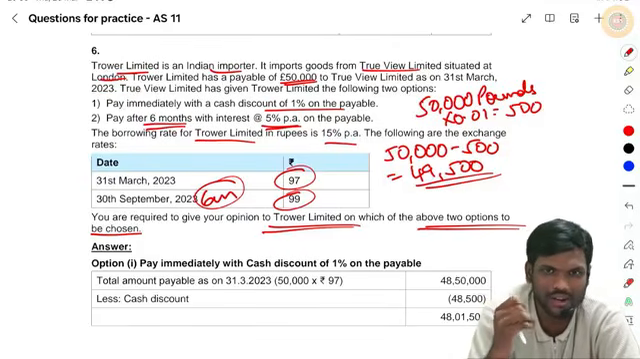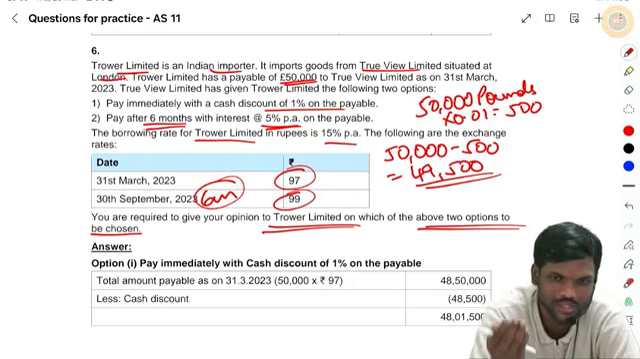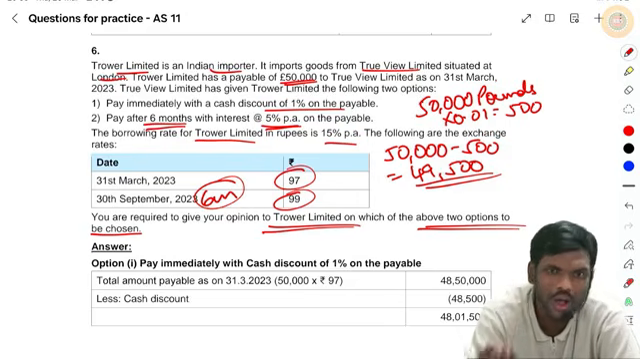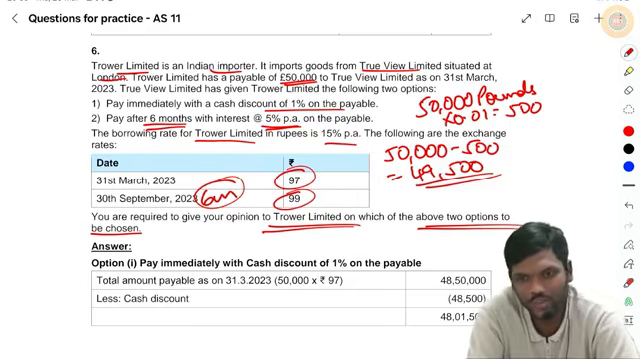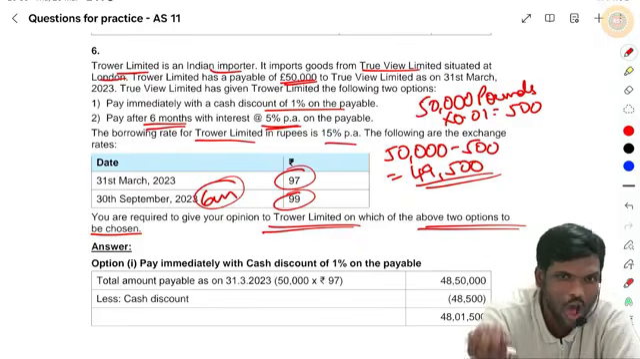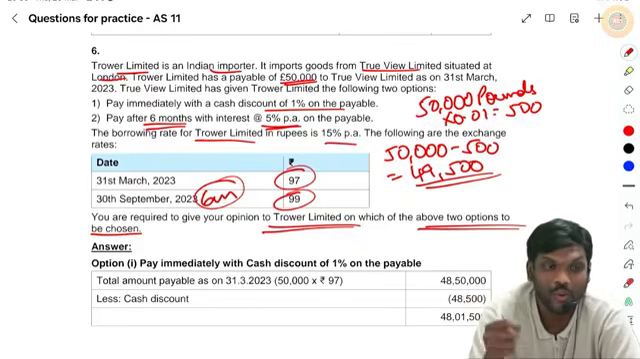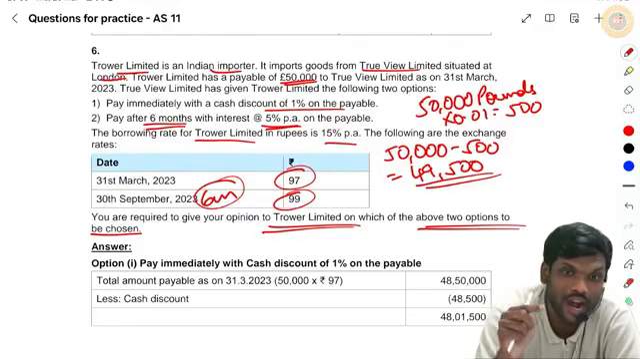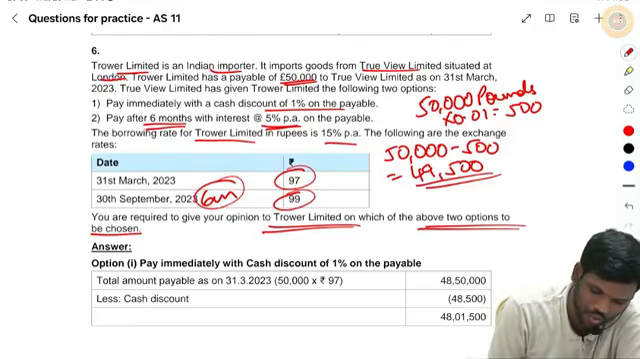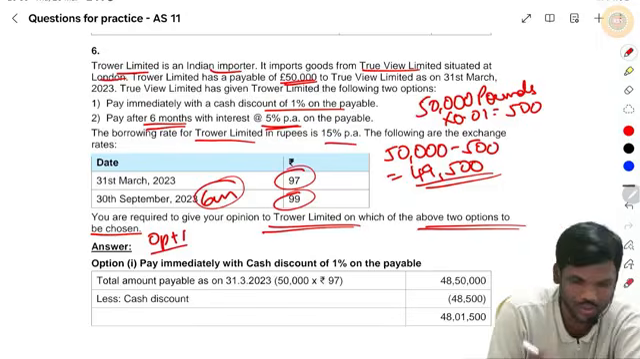Sir, how will we decide? Obviously, if option 1 is leading to a lower cash outflow, option 1 is better. If option 2 is leading to a lower cash outflow, option 2 is better. So for that, first we have to find out what is the cash outflow under option 1 and option 2. So first let us see option 1.